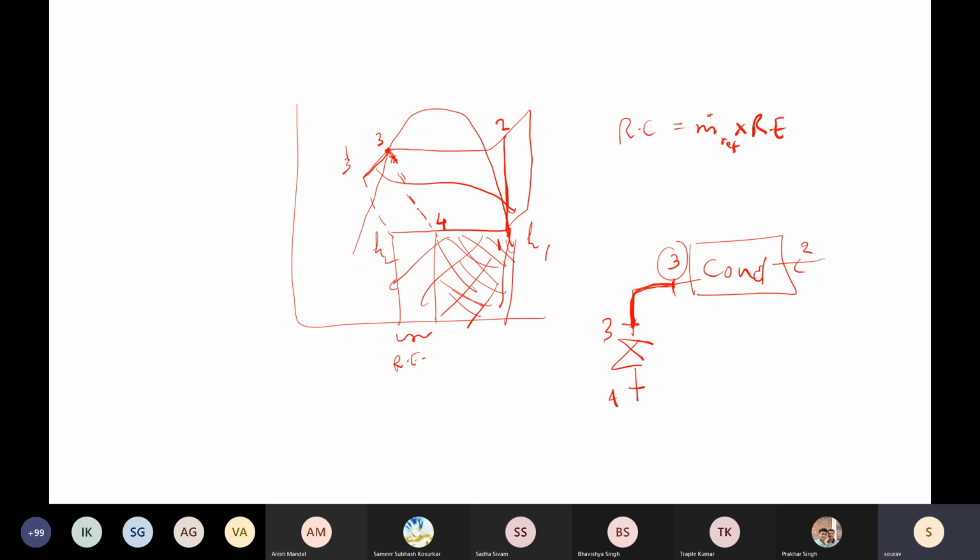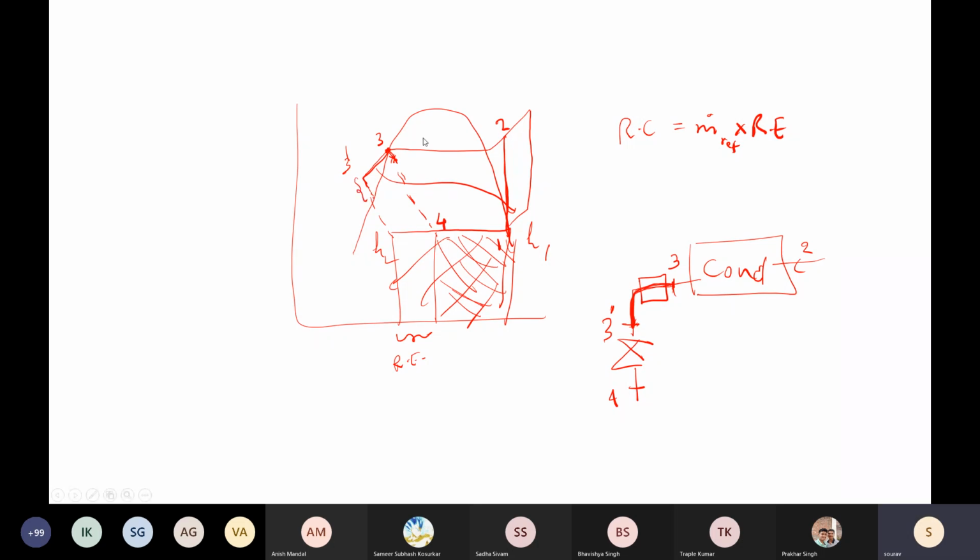So let's say 3 prime. So the exit of the condenser, after that you have a heat exchanger over here. And this is the exit condition at 3 prime. Now if you have even a small amount of pressure drop in the line, you will still remain in the subcooled region.